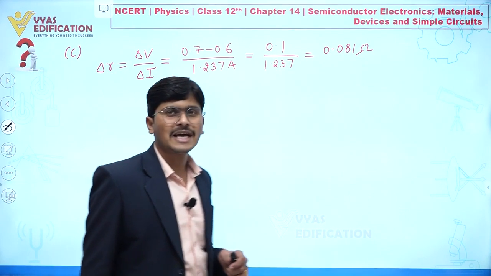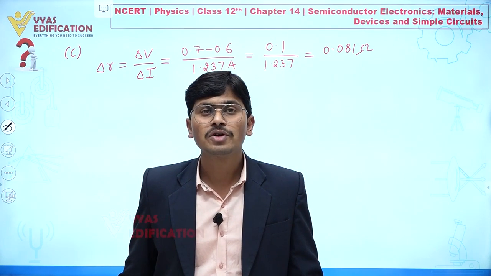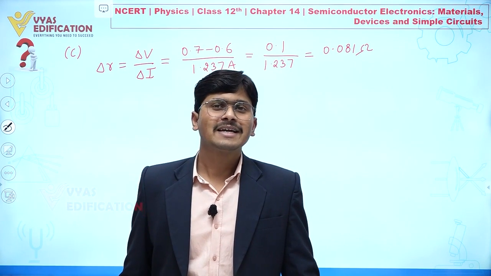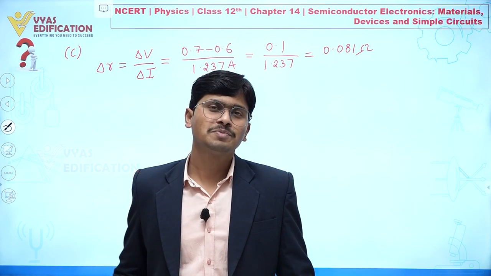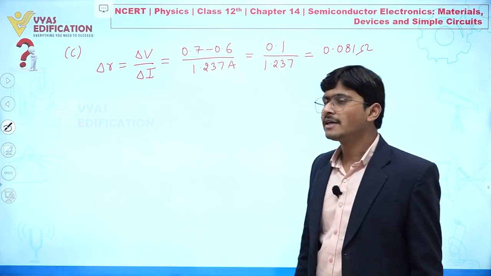Why am I saying this is dynamic resistance? Because in a semiconductor Ohm's law is not followed, because potential difference and current do not have a proportional relationship. That's why we are finding dynamic resistance.